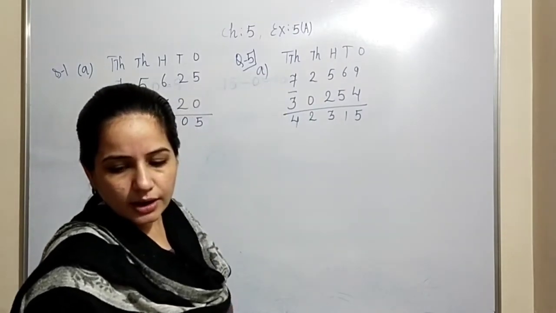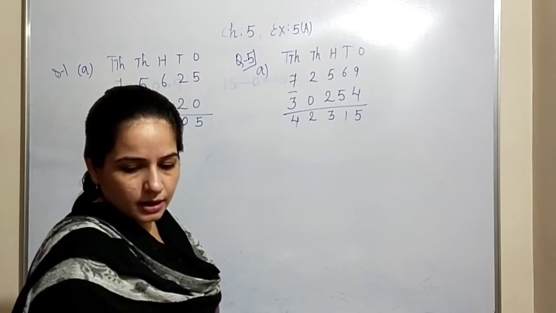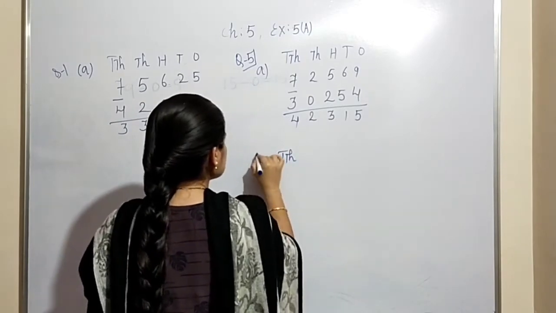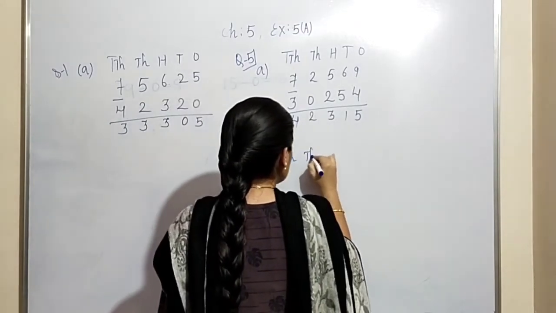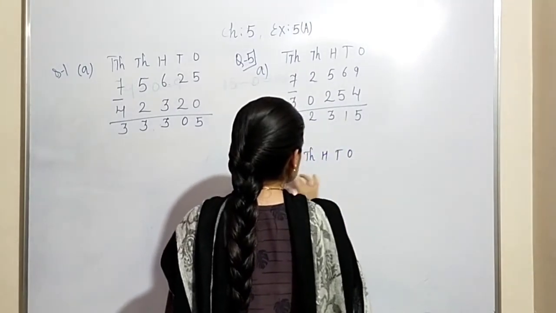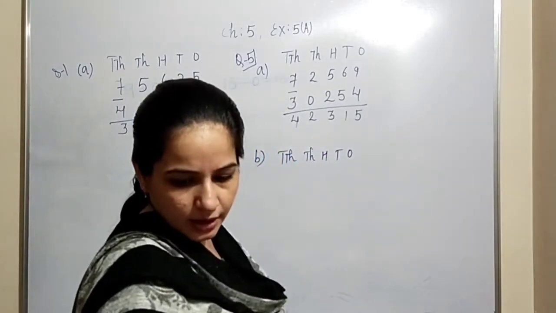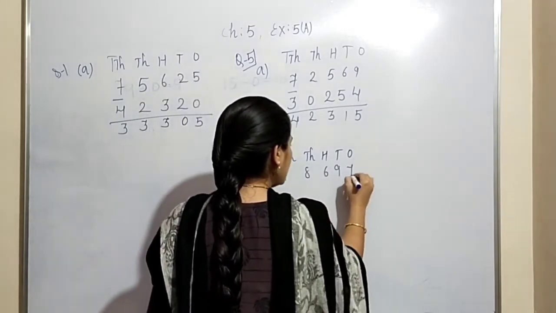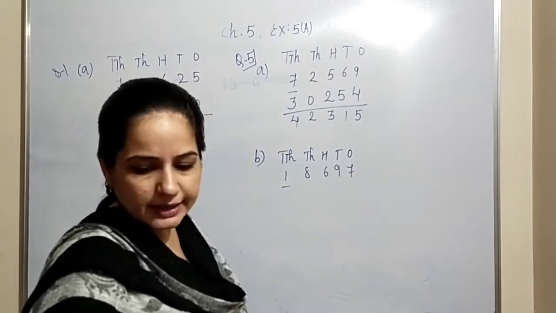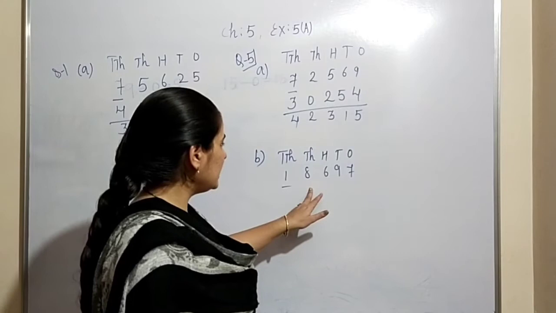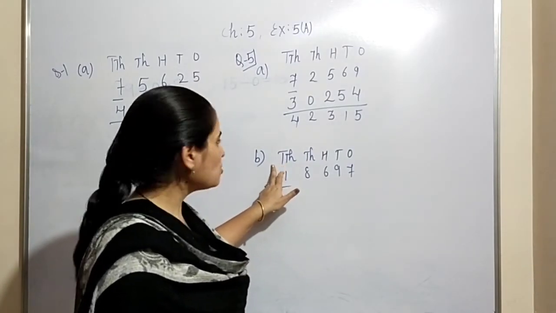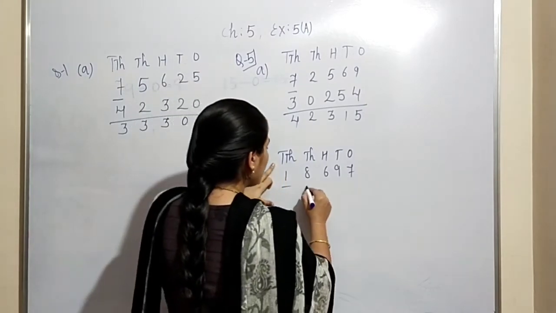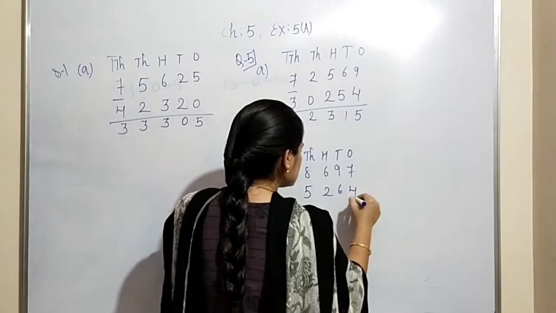Now we'll do number B. In that one, the number that is greater is given up to 10,000, so we'll write down the columns up to 10,000 first. 18,697. And in the subtrahend you are given only a 4-digit number. It means the number in the subtrahend does not have a 10,000 place, so we will have to leave it blank. The remaining 4 digits we will write in the remaining columns.